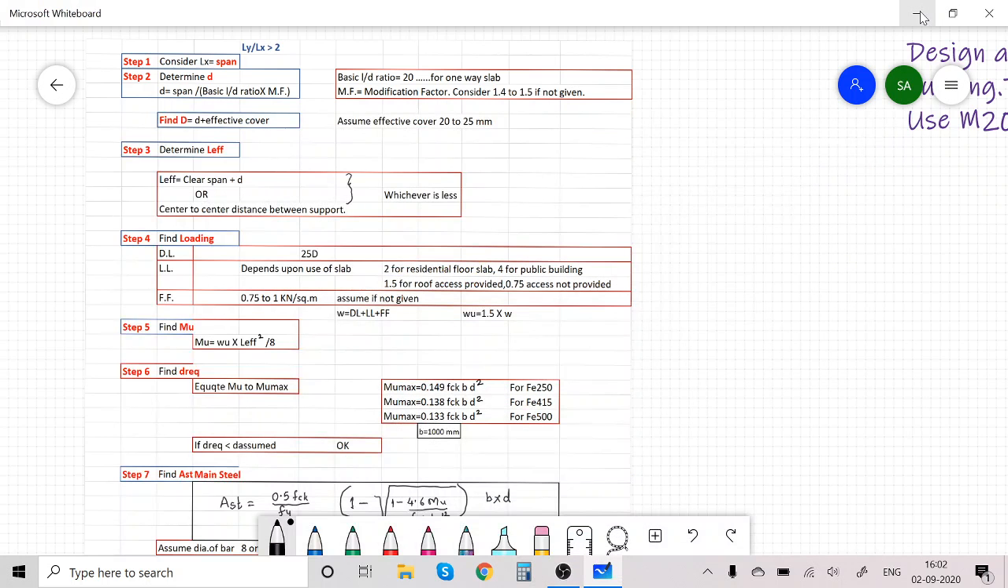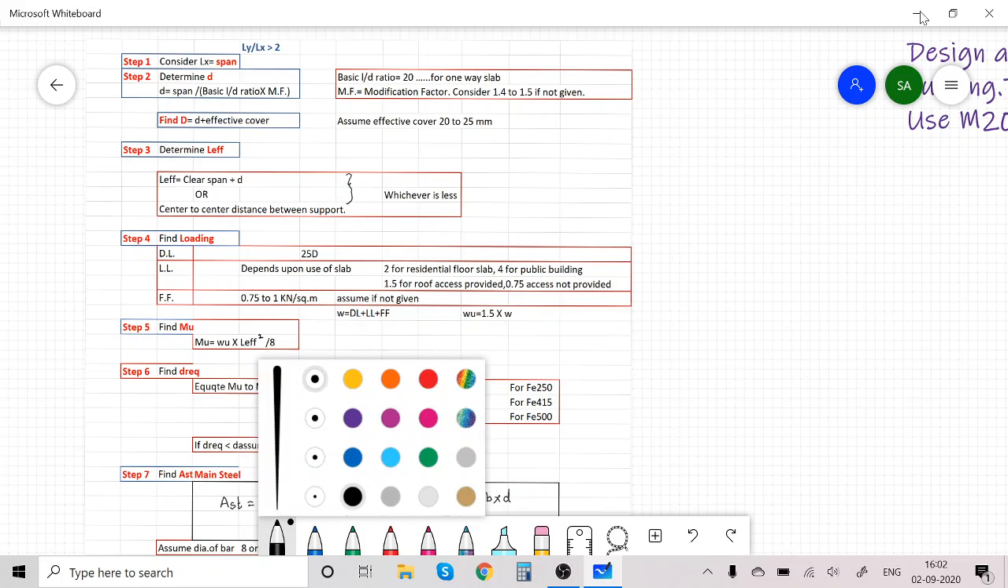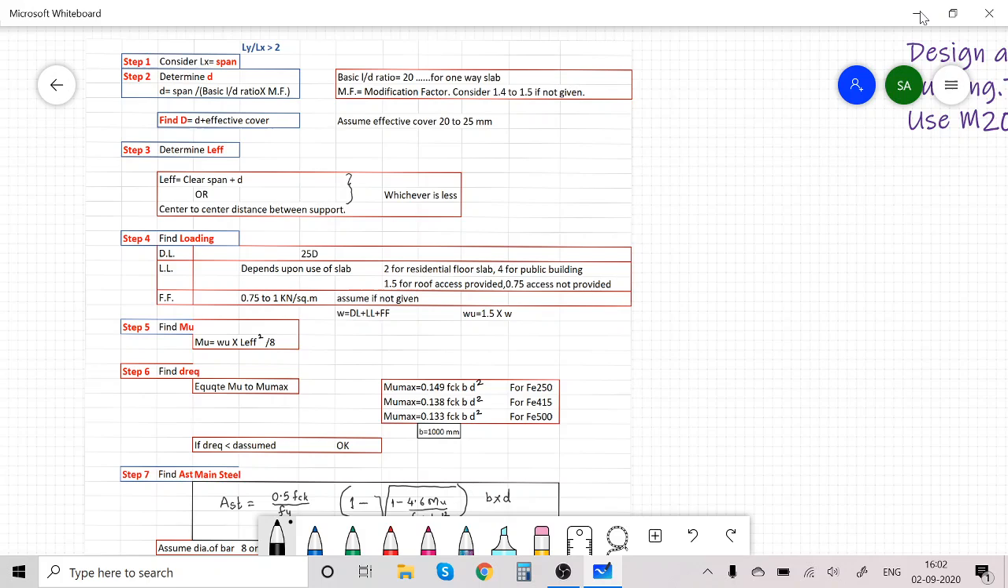Hello students, in this lecture we will see how to design a one-way simply supported slab. Let me revise the steps involved in the design process of a one-way simply supported slab. First of all, we check the aspect ratio of the slab panel. Aspect ratio is the ratio of longer span to shorter span. If it is greater than 2, we design the slab as a one-way slab.